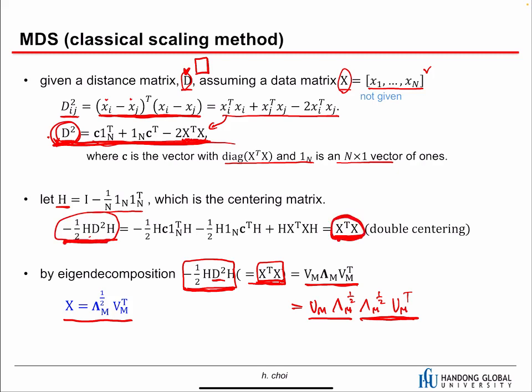So given a distance matrix D, we can calculate this one, and then we assume that this one is X transpose X. So we take the eigendecomposition of this matrix, and we get V and lambda m. Then lambda m to the power of 1/2 times Vm transpose is X. This is the simplest MDS algorithm. And there are lots of variations, but we're not going to cover all the other variations here.